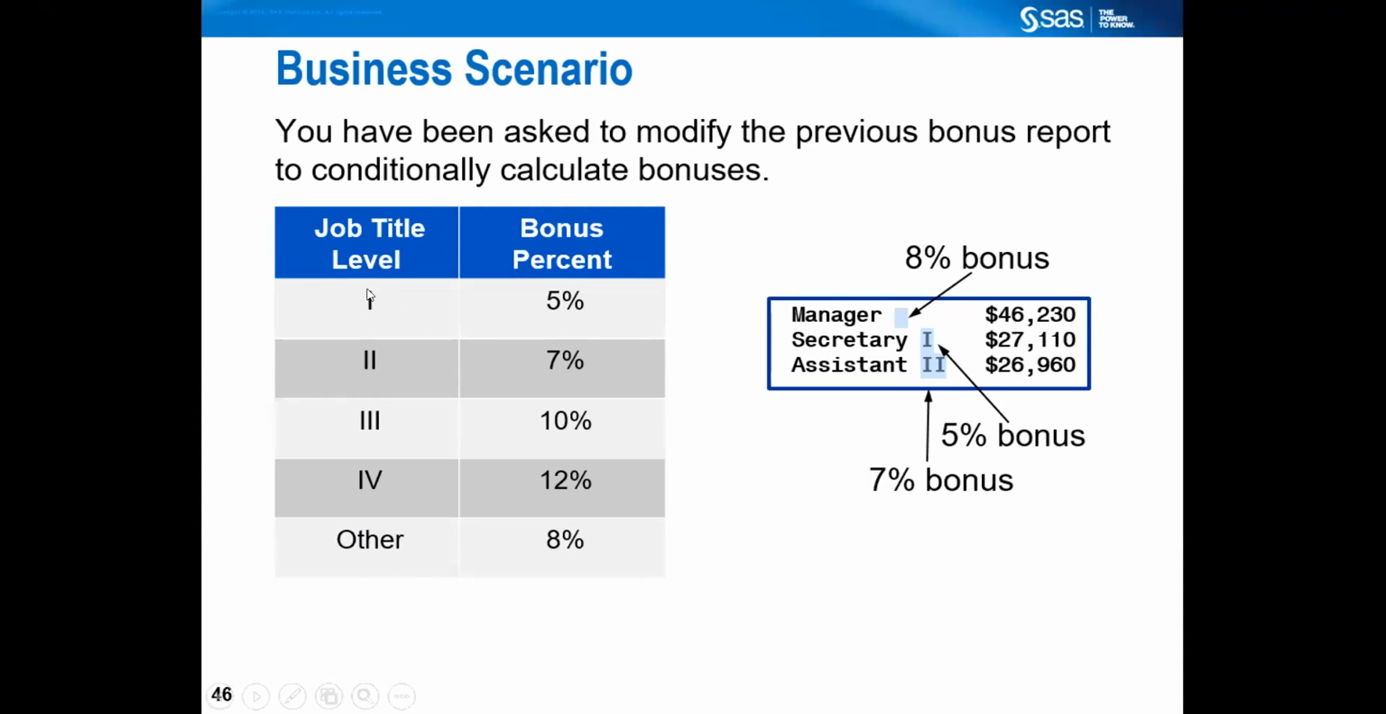When the job title level is 1, the person will get a bonus of 5% of salary. If it's 2, it's 7%, 3, 10%, 4 will be 12%, and all others apart from this will get 8% of their salaries as bonus. So this is what it's telling. See, if it's a manager, he will receive 8% bonus. That's what comes under others. Secretary 1, because it's level 1, will get 5%. Assistant, though this is the name of the job title, has a level of 2. So he or she gets 7% bonus.